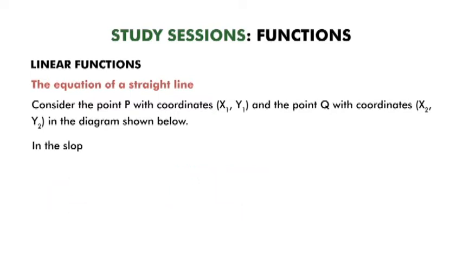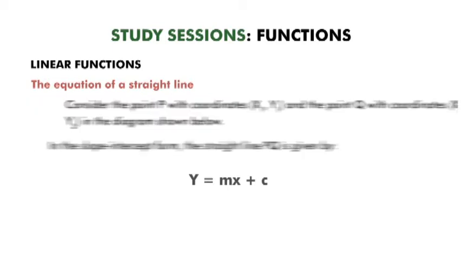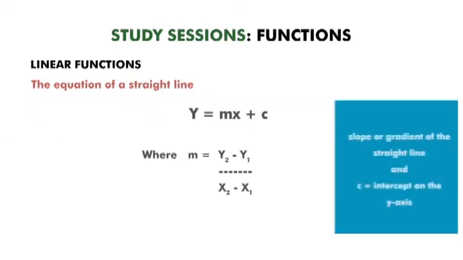In the slope-intercept form, the equation of the straight line PQ is given by y equals mx plus c, where m equals (y2 minus y1) over (x2 minus x1), m equals the slope or gradient of the straight line, and c equals the intercept on the y-axis.